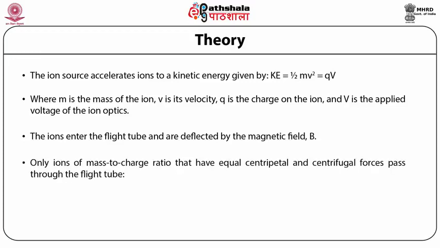Only ions of mass to charge ratio that have equal centripetal and centrifugal force pass through the flight tube. That is mv square by r, according to the equation, is equal to Bqv, where r is the radius of curvature of the analyzer.